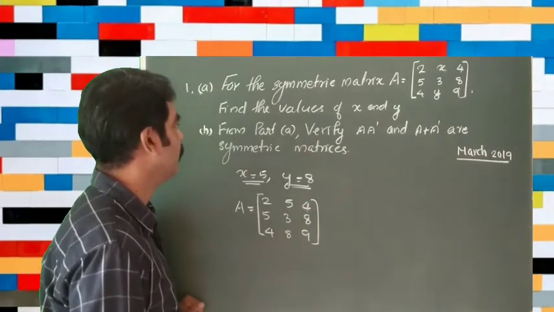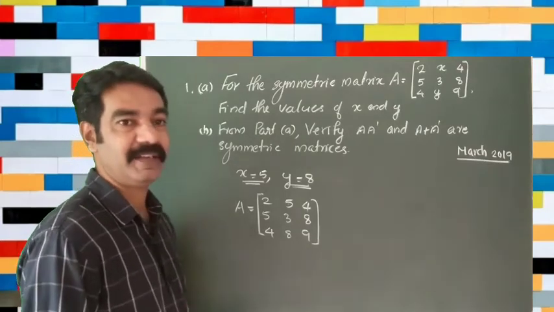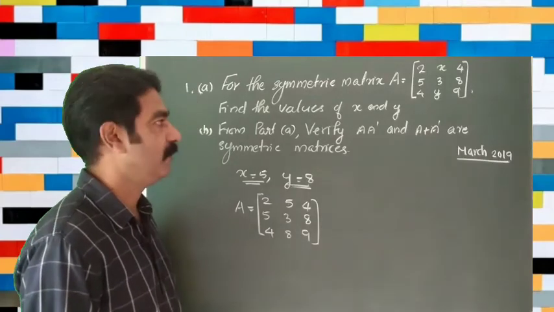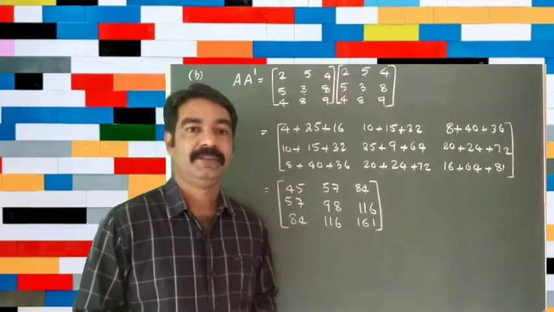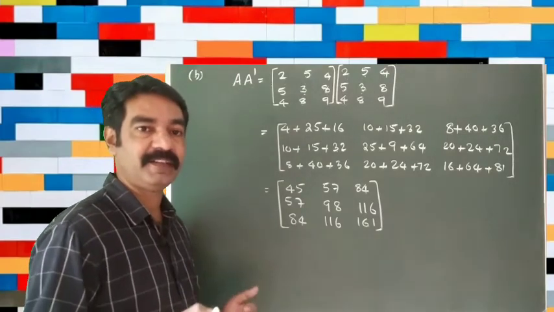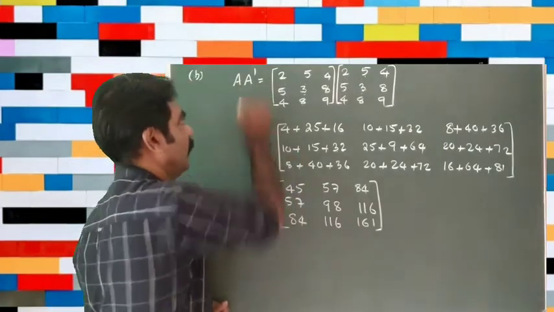Now what is the second part of the question? Verify that A into A transpose is symmetric and also A plus A transpose is symmetric. Okay, we can do the second question. So the B part, A into A transpose: we have to verify that A into A transpose is also a symmetric matrix. So A into A transpose equal to what?